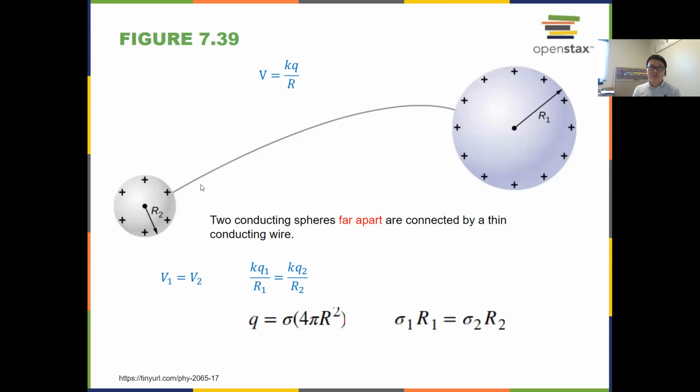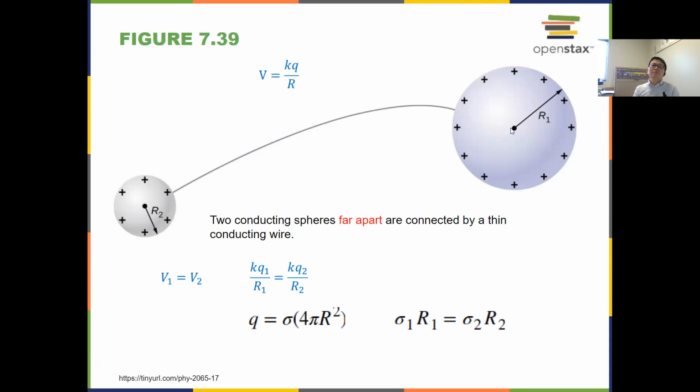If you have two charged conductors connected by a conducting wire, because the conductors are connected, the potentials on those surfaces should be the same. Now the charges on them will be different, but we should talk about the charge densities on these two surfaces.